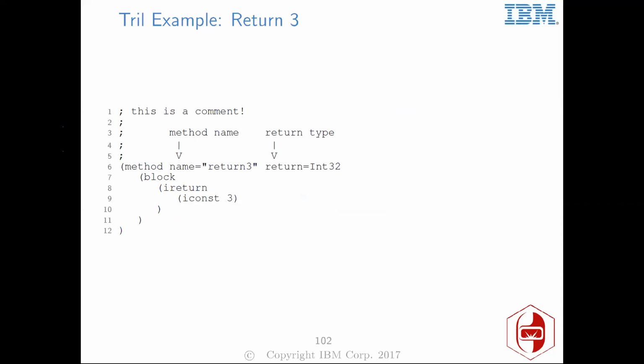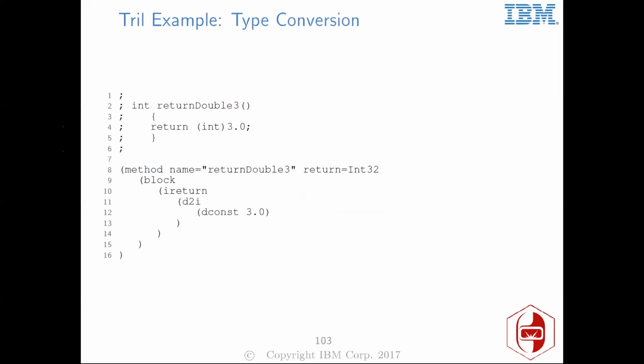You specify comments with a semicolon because I think I was thinking in assembly when I wrote this. You specify the method. You can give an optional method name, and specify the return type. Of course, IL has to go in a block, so you also specify that you want a block, and then the 2 nodes that we want for returning 3. Here is a slightly more complicated example that also returns 3, but with a conversion operator thrown in.